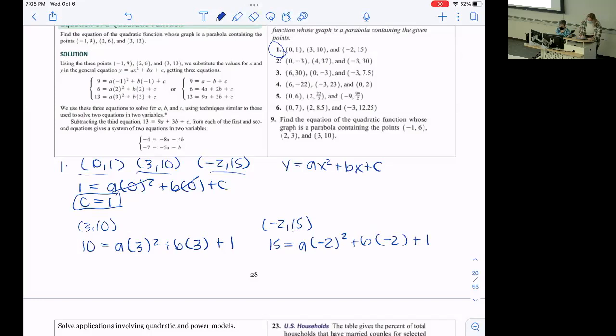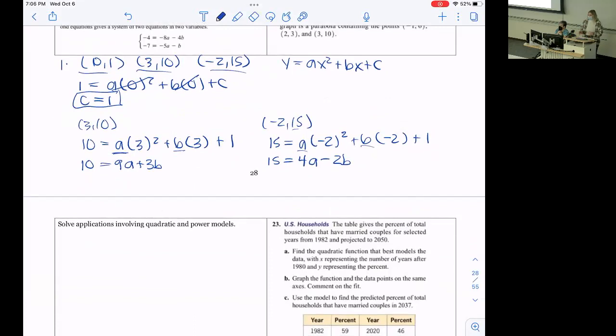So now we have two equations where the only variables left are a and b, and we need these in order to find our original equation. So now what we can do is simplify. So 3 squared, so we have 9a plus 3b. And over here, we have 4a minus 2b. And then from there, we can use elimination to solve this system of equations to find a and b. Wouldn't you subtract the 1 though, from both sides? Yes, thank you. Yes. Good catch.